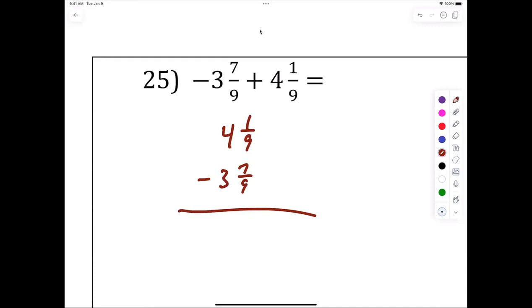Okay. Do I need to get a common denominator? No. So we got a little problem here. What's our problem? Borrow. We have to borrow. So the 4 becomes a what? 3. Now, what do I do with the 1 and the 9? You add them, and what do I get? 10. That is correct. Final answer.